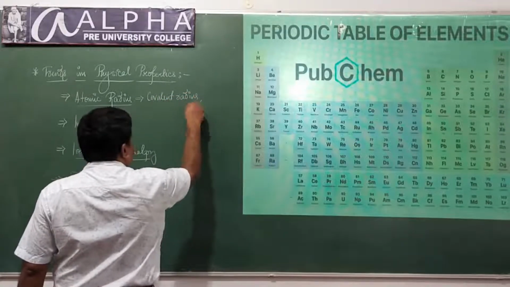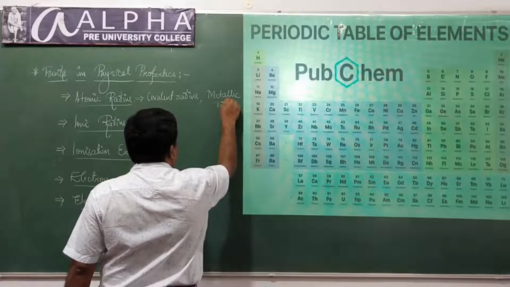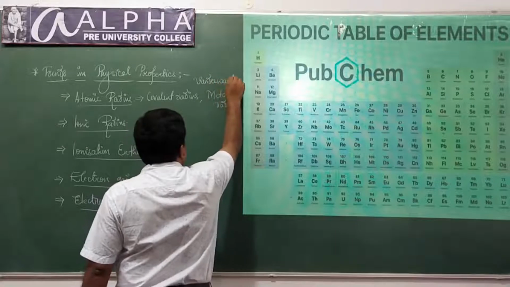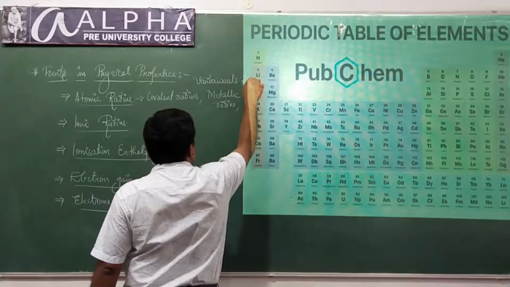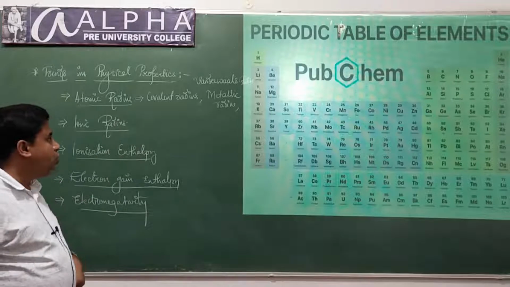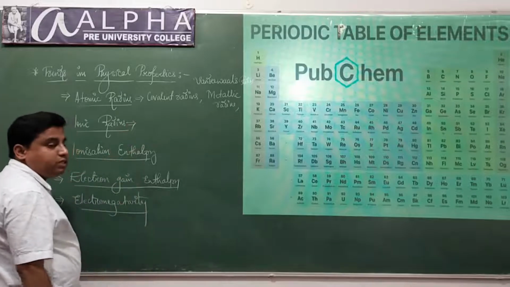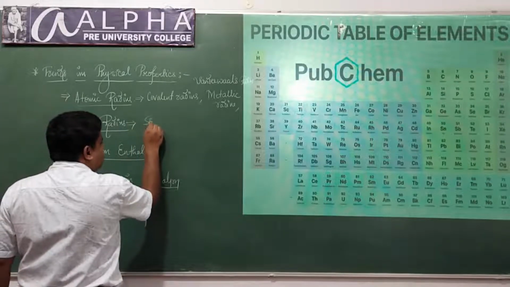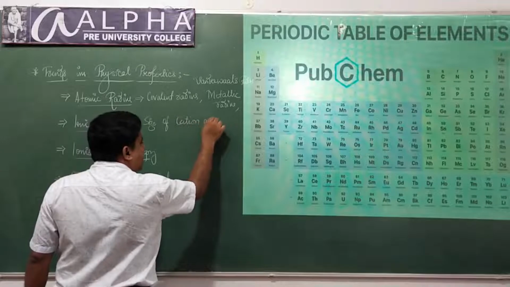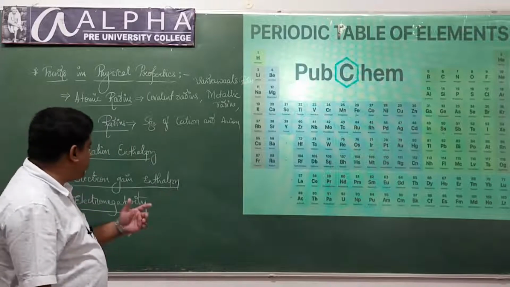covalent radius, metallic radius, and van der Waals radius. So make sure you learn the comparison of these three atomic radii: covalent radius, metallic radius, and van der Waals radius. And when you go with ionic radius, please talk about the size of cation and anion, and how to compare the size of cation and anion with the parent atom, etc.